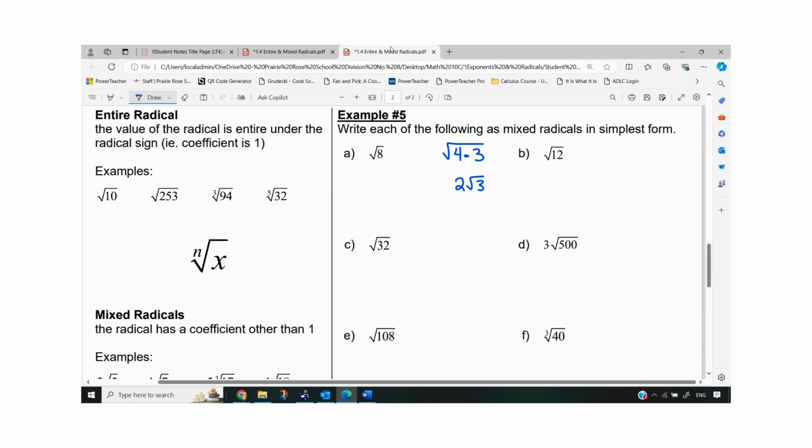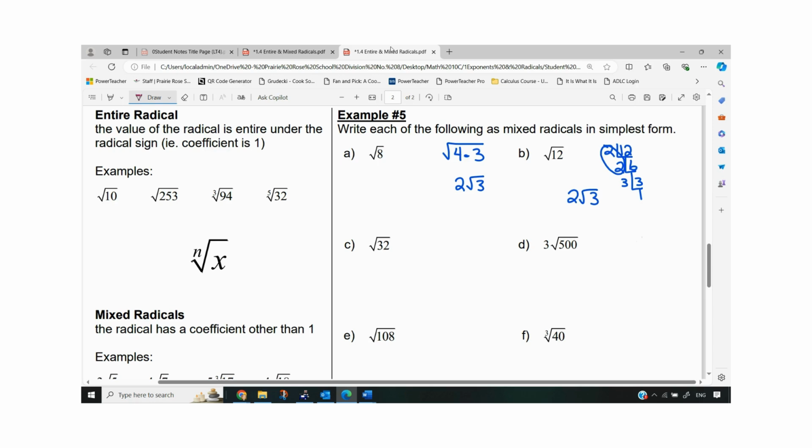If I want to use birthday cake, the first thing I have to do is get my prime factors. So I'm going to have 12. 12 divided by 2 is 6. 6 divided by 2 is 3. And 3 divided by 3 is 1. So 12 is 2 times 2 times 3. Because I'm square rooting, I'm looking for a perfect square, so I'm looking for pairs. So I have a pair of 2's here, and for each pair I pull out the number once, so that's going to leave me with 2 root 3.